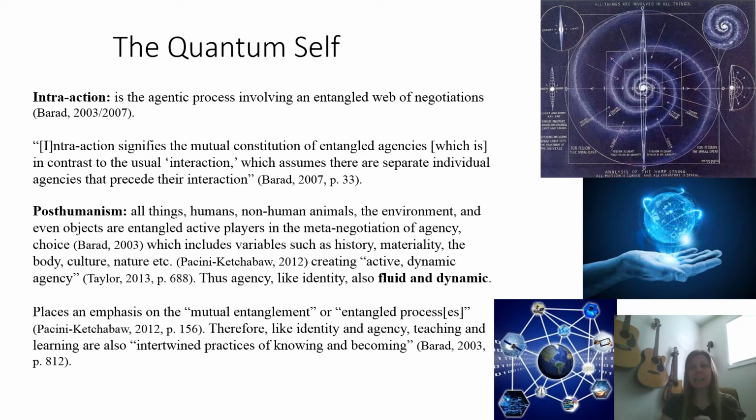Post-humanist understandings of complex systems place an emphasis on mutual entanglement or entangled processes involved in agency. If all things are intertwined practices of knowing and becoming, then the teacher and the student are entangled in the fluid dynamic negotiation of teaching and learning. Posthumanism would take this a step further and say that the teacher or the professor is not the only creator in the teaching space, but the students and even the objects in the room, such as the clock on the wall, are all co-creators in that space.